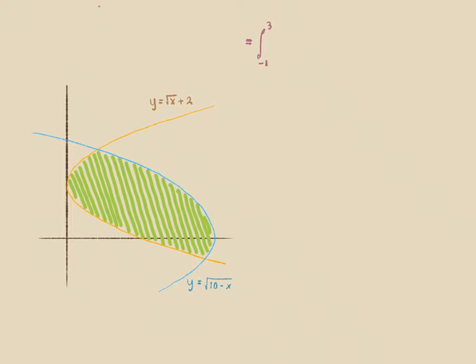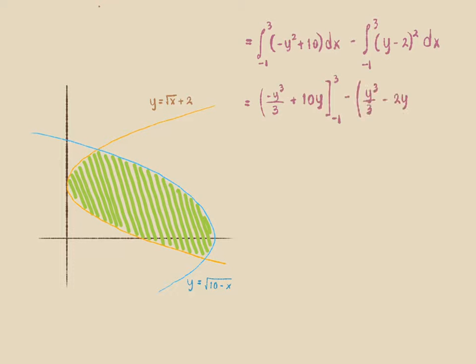Then, use the y intervals to substitute a and b instead, which is -1 to 3. For the integrands, the function f of x should be -y squared plus 10, and the function g of x should be the square of y subtracted by 2. Next, calculate the area using integration.